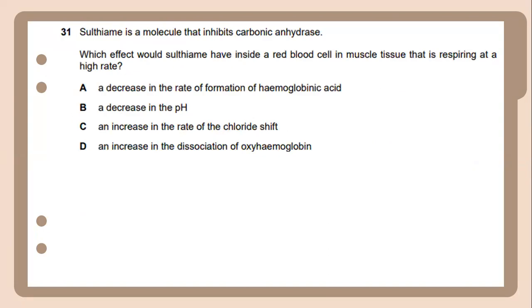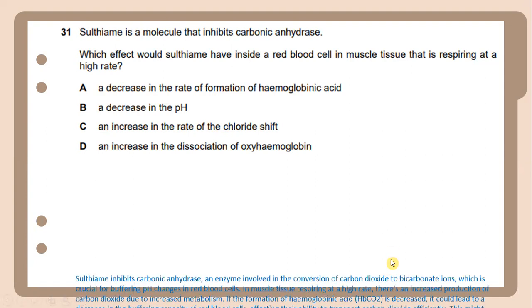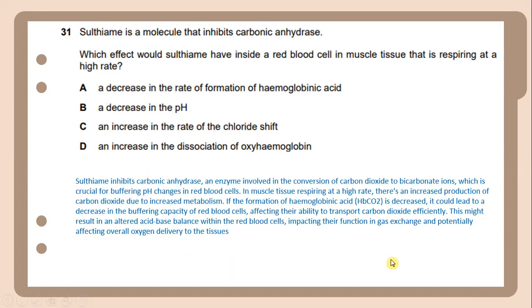Carbonic anhydrase is an enzyme that catalyses the formation of carbonic acid. Which effect would it have inside the red blood cells in muscle tissue that is respiring at a high rate? Carbonic anhydrase is an enzyme involved in the conversion of carbon dioxide to bicarbonate ions, which is crucial for buffering pH changes in the red blood cell.